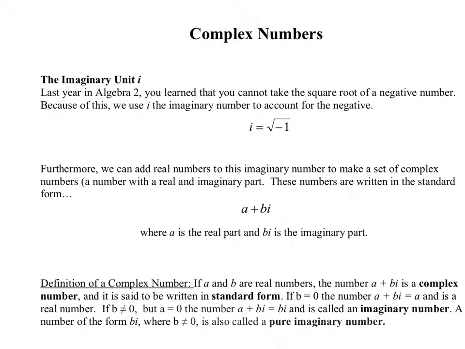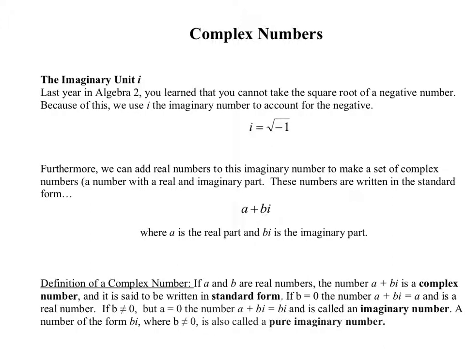So last year in Algebra 2, you learned that you cannot take the square root of a negative number, not in the real number system. Because of this, we use i, the imaginary number, to account for the negative. So i equals the square root of -1. Furthermore, we can add real numbers to this imaginary number to make a set of complex numbers, a number with a real and imaginary part.